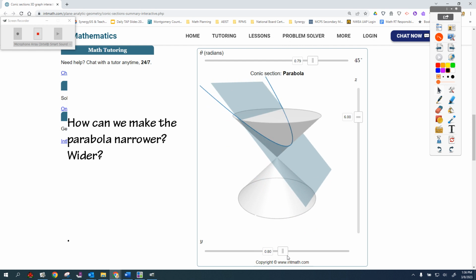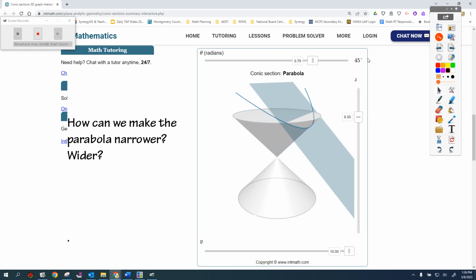But all of these are going to be considered parabolas because, again, the slant of my plane is the same as the slant of the cone. So whenever the slant of the plane is the same as the slant of the cone, this is the slant of my cone right here, whenever that is the same as the slant of my plane, then I get a parabola. Okay.